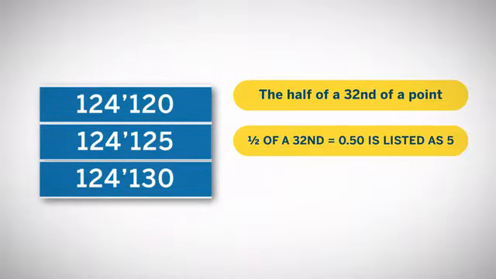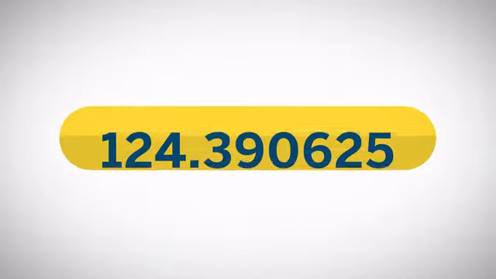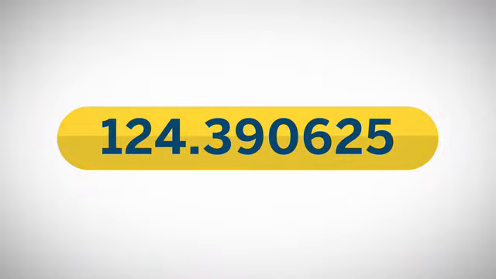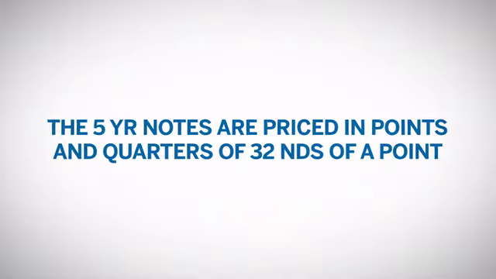Half of a 32nd equals 0.50 and is listed as 5. For example, 124 12.5/32nds equals 124 and 12.5/32nds, or 124.390625. The 5-year trades slightly differently, in points and quarters of 32nds of a point.